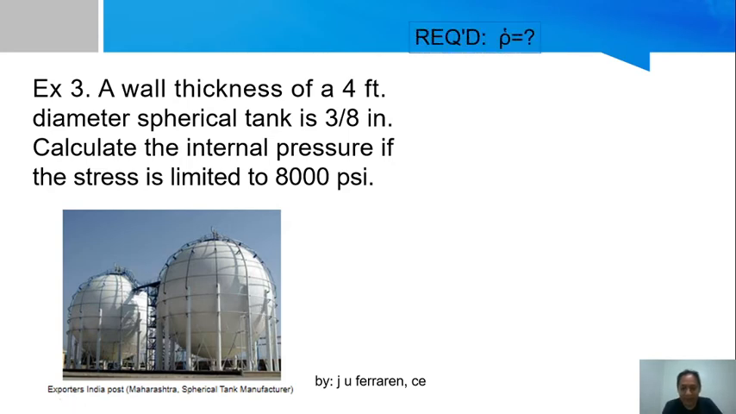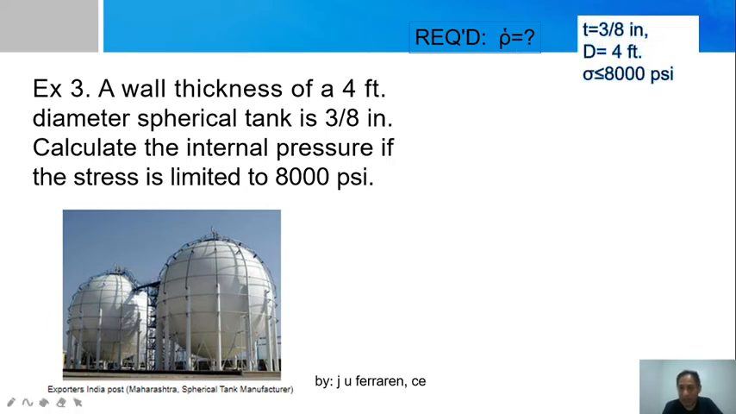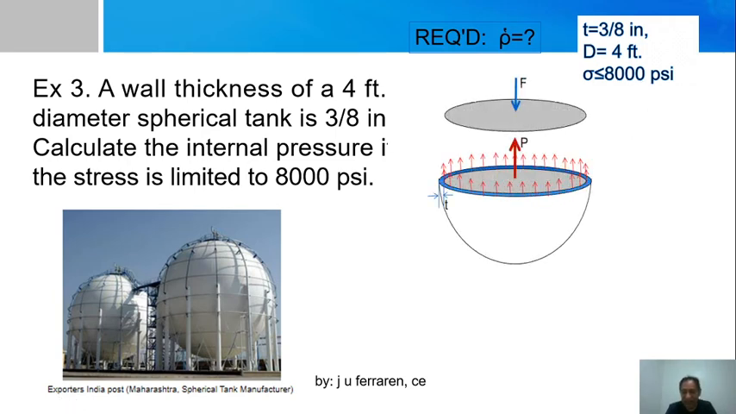Then, we are required to determine the internal pressure with the given data. The thickness is 3/8 of an inch, the diameter is 3 feet, and the allowable stress is 8,000 psi. So, it looks like this, no?